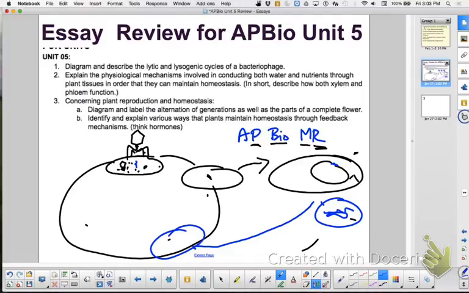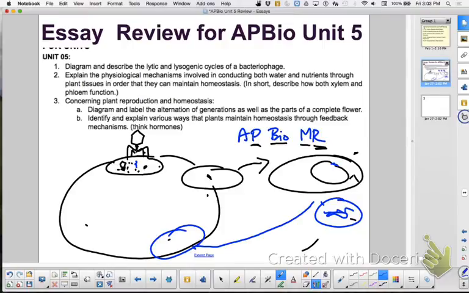The pressure's already great there. It's got to go to where there's less, so it goes from a higher to a lower. Again, you just keep following the sugar, pushing it into the next cell. Okay, that's the pressure flow hypothesis, and that is number 2.